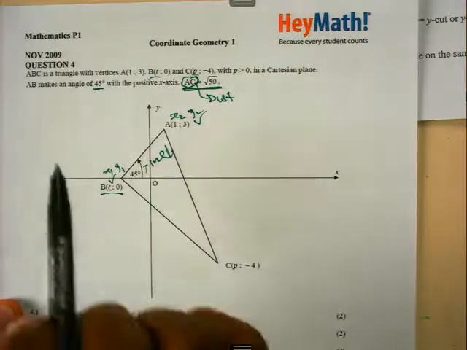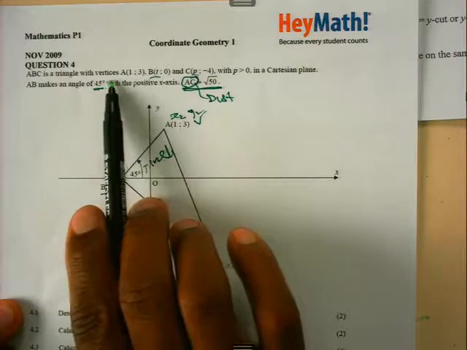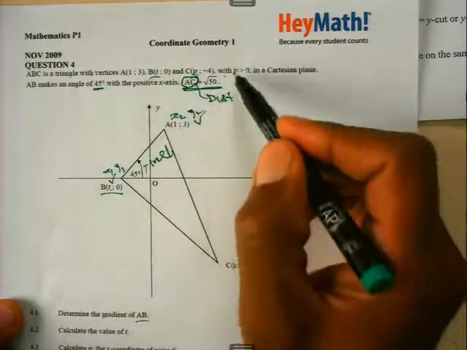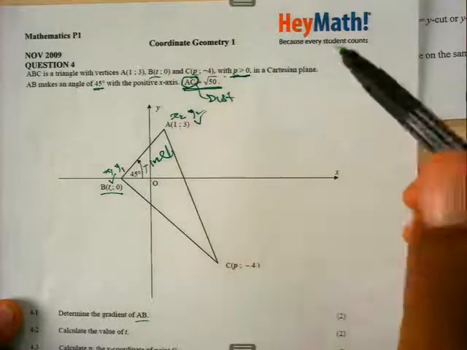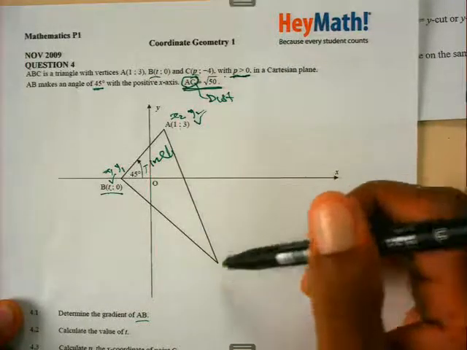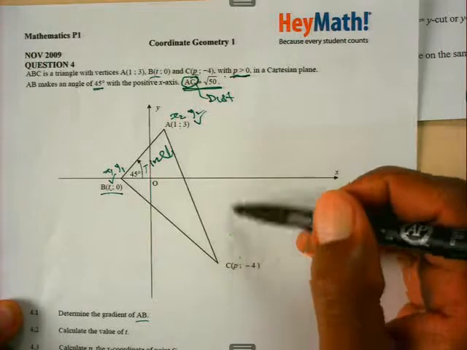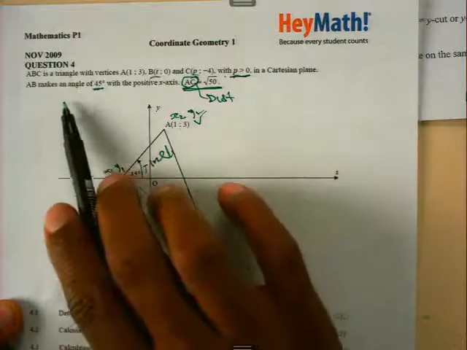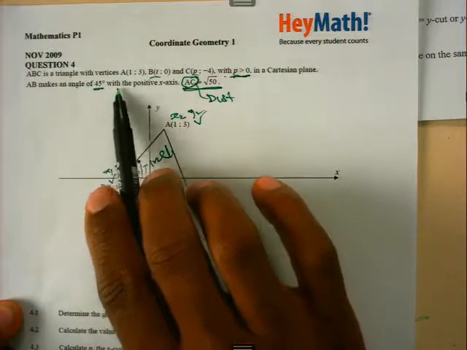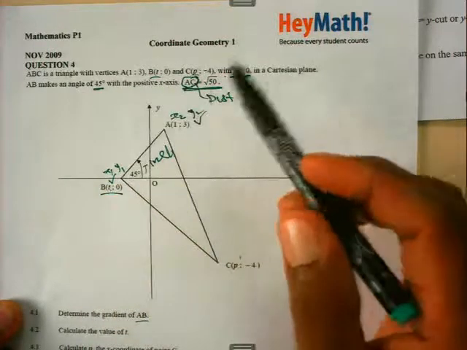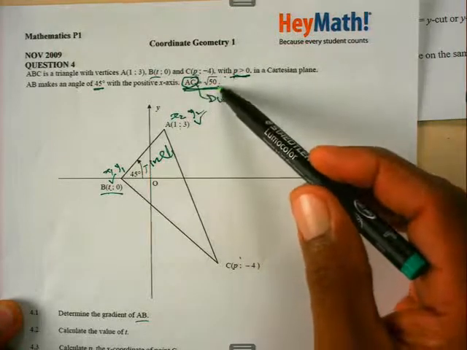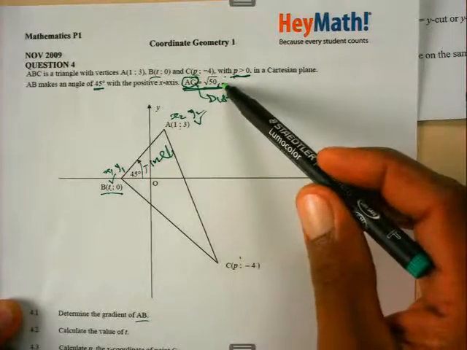It says ABC is a triangle with vertices A, B, and C with P greater than 0. It means P must be greater than 0. You can see why we are saying greater than 0? Of course, x on this side is positive. And AB makes an angle of 45 degrees with the positive x-axis. AC is equal to the square root of 50.